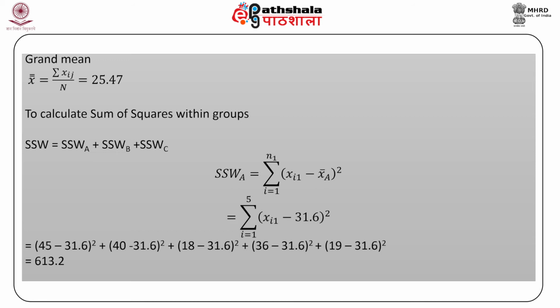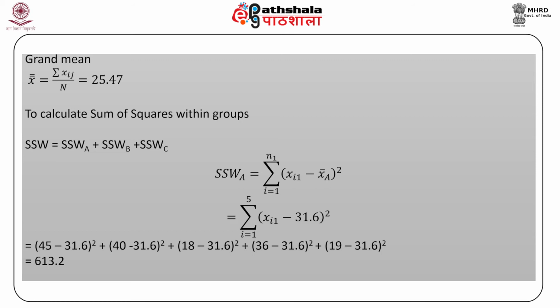To calculate the sum of the squares within groups, SSW is equal to SSWA plus SSWB plus SSWC. Now we can see that SSWA is equal to summation of Xi1 minus XA bar squared, and this summation is of i from 1 to n1. Now I am sure we know n1 is equal to 5. So how do we find it out? This is the summation of X1i minus 31.6 whole squared from 1 to 5.